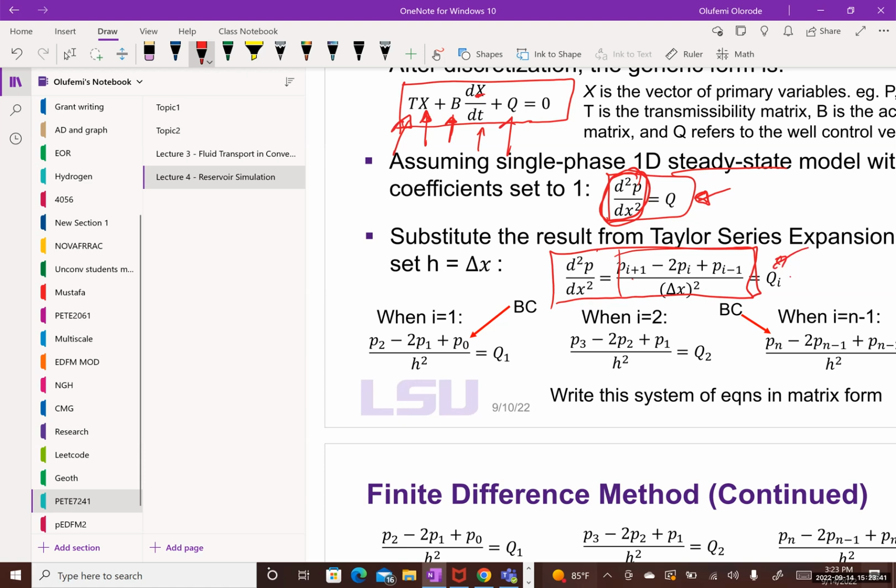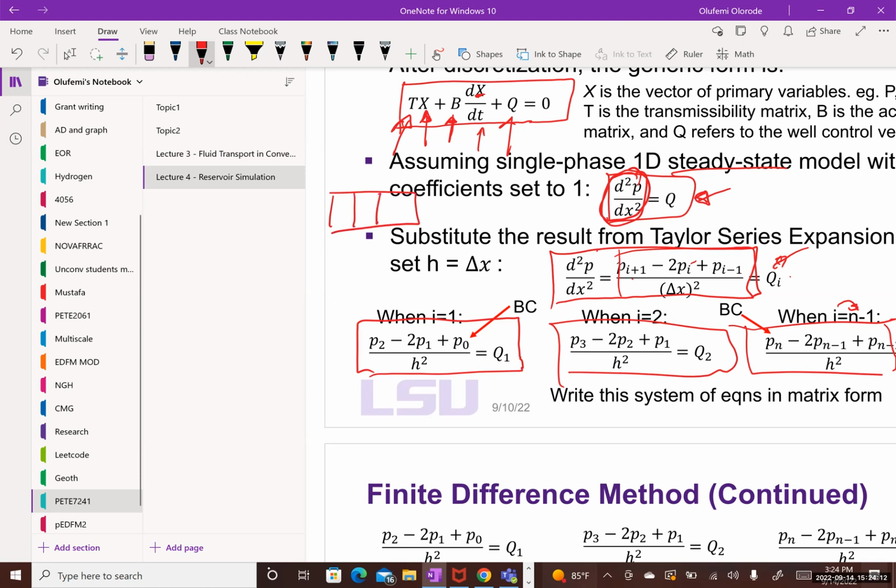What is i? Grid block number. So if i is 1, that means you're sitting in the first grid block. This is what you get. i is 1, right? So i plus 1 is 2, i minus 1 is 0. If i is 2, and i is n, actually i is n minus 1, so that you get to n and not n plus 1. So those are 3 equations. So what you're solving for is a system with 3 grid blocks, 1, 2, 3. And this is the equation. 1D flow, right?